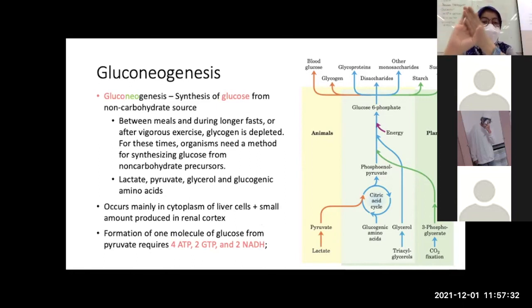Sorry, no. This gluconeogenesis will require 4 ATP, 2 GTP, and 2 NADH. Meaning that this gluconeogenesis requires energy. It doesn't synthesize energy, it requires energy. In biochemistry terms, gluconeogenesis is what we call the expensive pathway because it will take away our ATP to produce glucose. But that is very important to maintain the glucose level in our body so that the organs will not collapse.